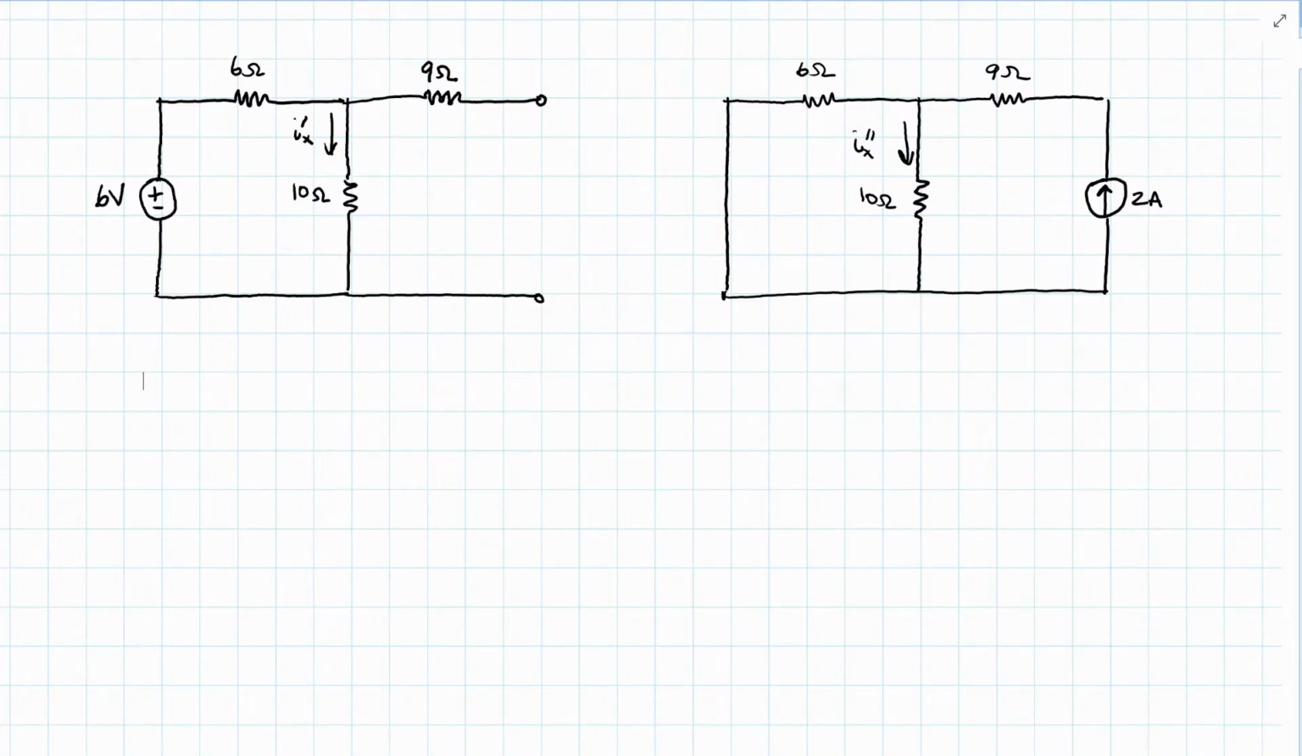In the right-hand circuit, we have turned off the voltage source by replacing it with a short circuit. This is because a 0-volt voltage source should have no voltage drop over it while allowing any current that needs to flow through it to pass.